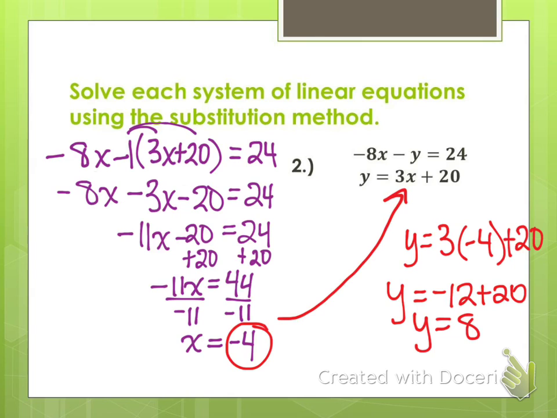All right, and then somewhere we've got to write our answer as an ordered pair. I'm going to do it on the left here. Well, it's my x coordinate and my y coordinate. Beautiful.